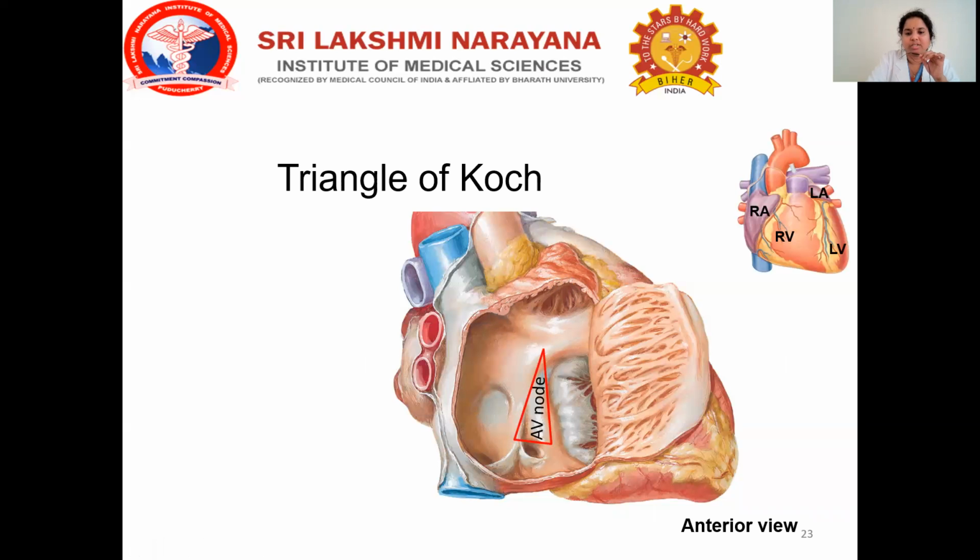Coming to the triangle of Koch, this triangle is bounded anteriorly by the septal leaflet of the tricuspid valve, inferiorly by the margin of the coronary sinus ostium, and posteriorly by a subendocardial ridge extending from the left edge of the inferior vena cava valve to the central fibrous skeleton of the heart, called the tendon of Todaro. This region is of diagnostic importance because the atrioventricular node is present deep to the endocardium in this triangle.